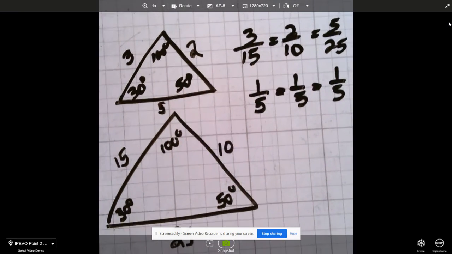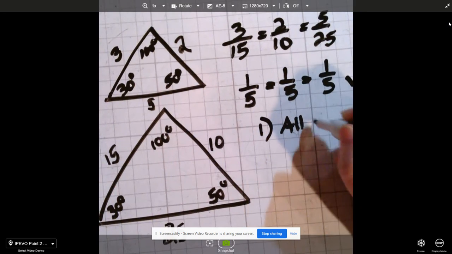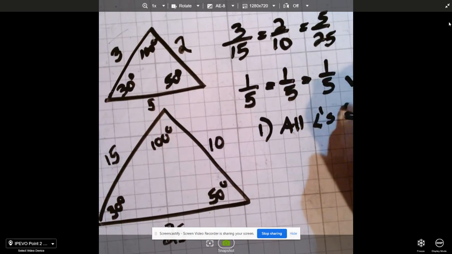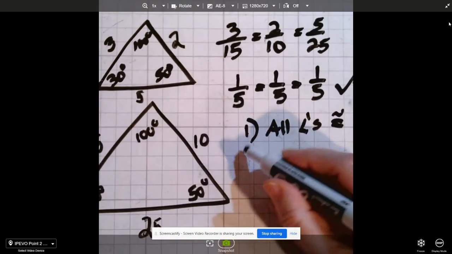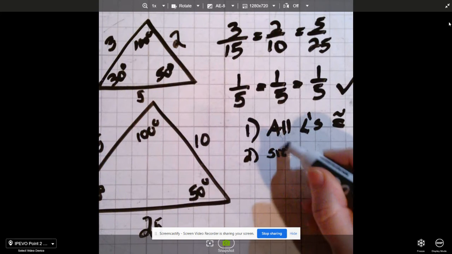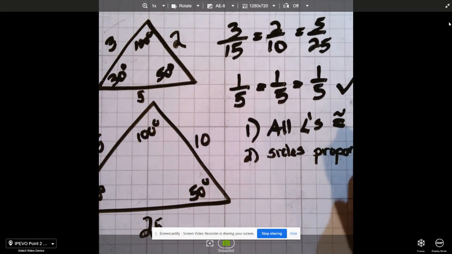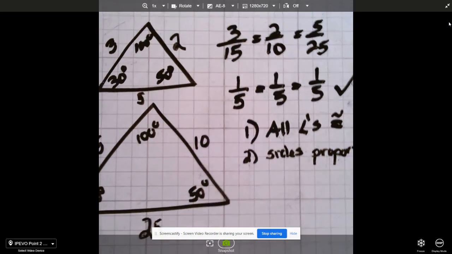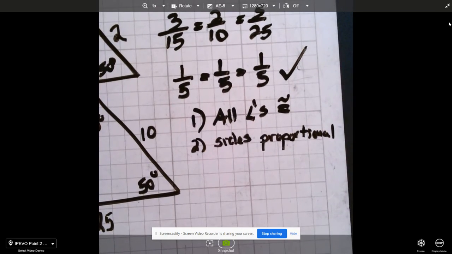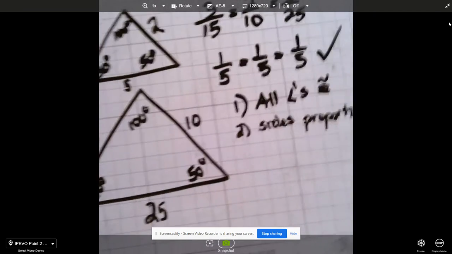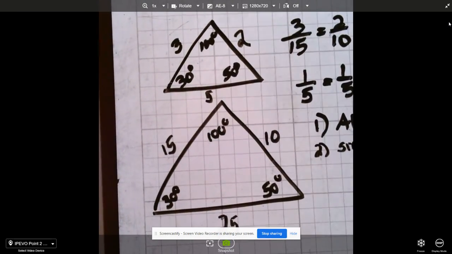So in order for them to be similar, they have to meet two criteria. The first criteria is all the angles must be congruent. And the second criteria is that the sides have to be proportional. If it meets those two criteria, then the figures are similar. And this would be true for any figure: triangles, squares, rectangles, whatever you have. All right.